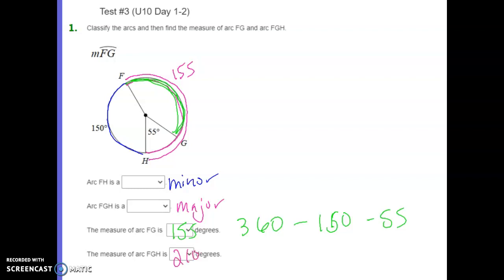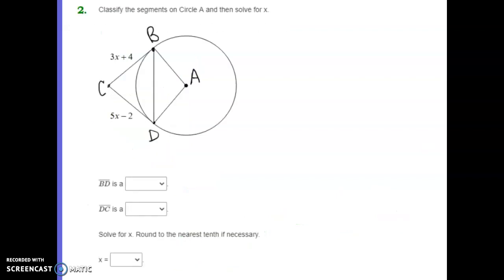There are different ways of finding those numbers, but as long as you got the same numbers as me, you are good to go. Number 2, classify the segments on circle A and then solve for X. Okay, so segment BD, that is a chord. DC hits the circle one time, so that is a tangent. So here's a chord, and this is a tangent line.